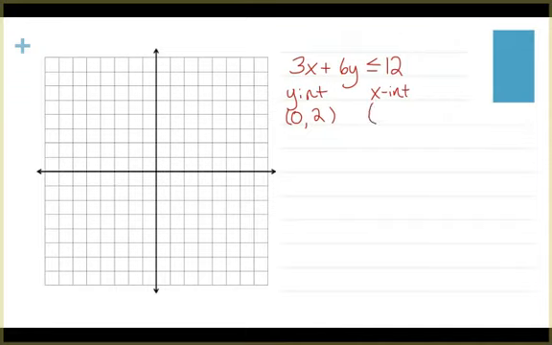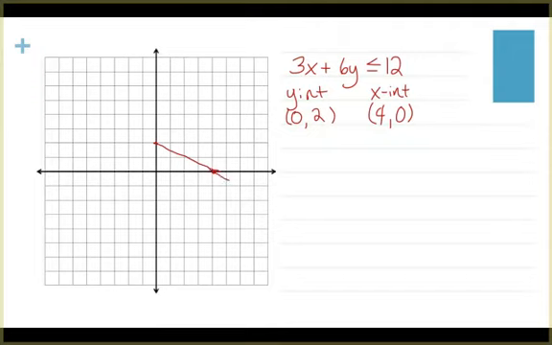To get my x-intercept, I'm going to stick a 0 in for y. If I stick a 0 in for y, I get 4. So this time my y-intercept is positive 2, and my x-intercept is positive 4. This time my line is solid because it's got that equal on it.